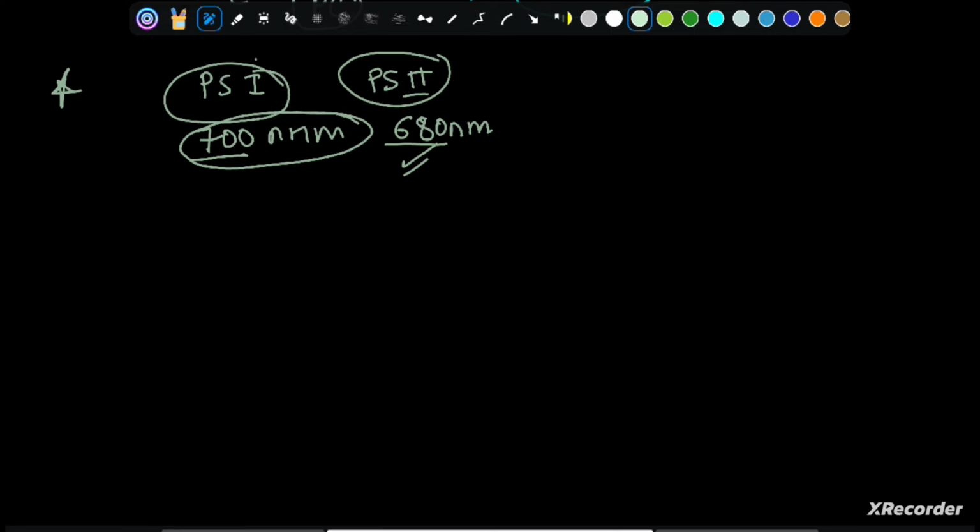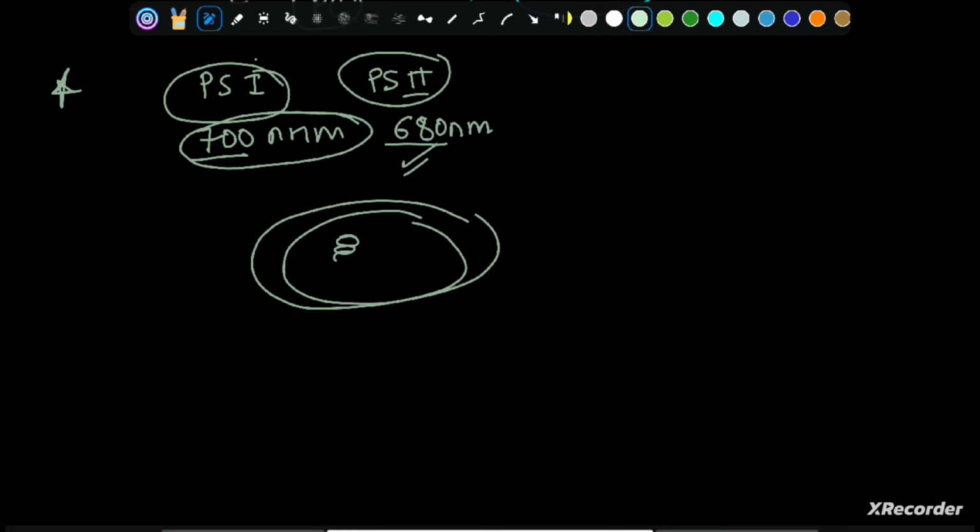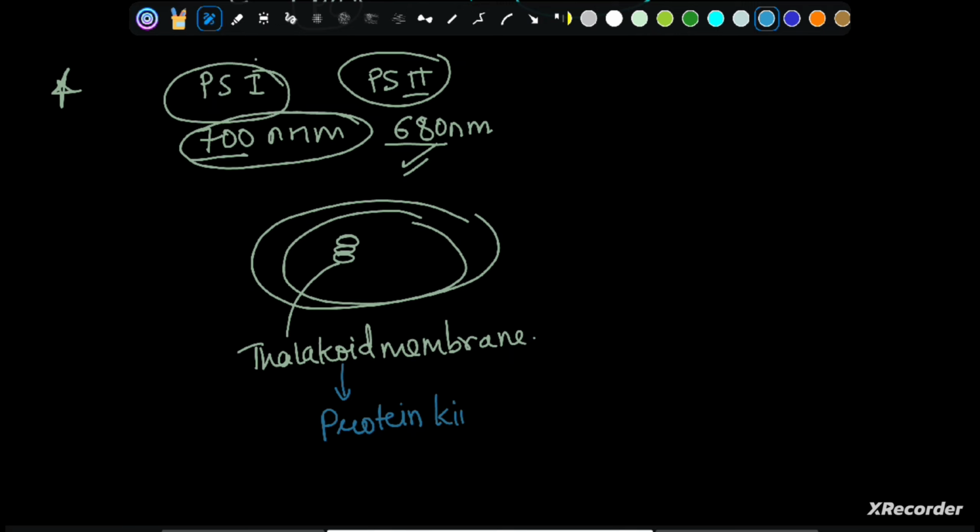As I said, I spoke about the chloroplast structure, and we have grana like this. Grana has this thylakoid membrane, and in this thylakoid membrane we have all these photosystems, right? Now this thylakoid membrane contains something called protein kinases.